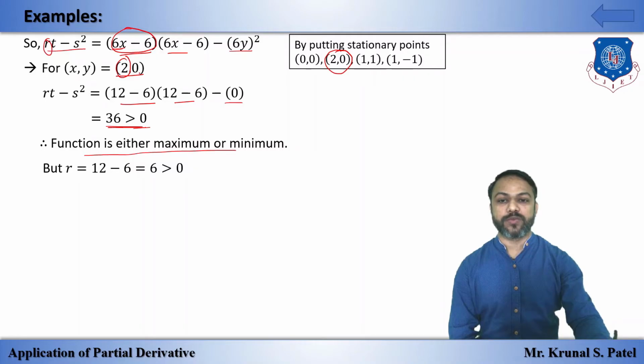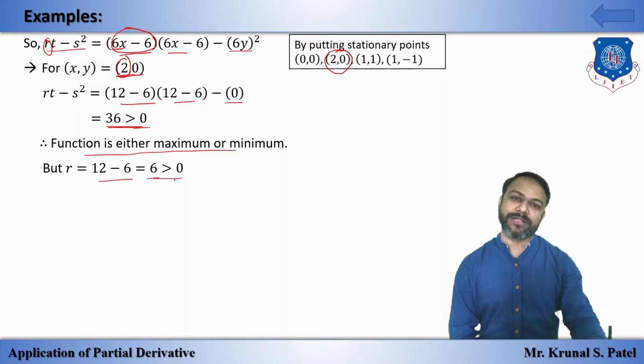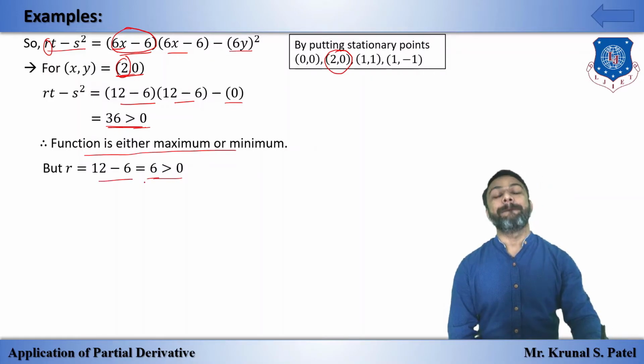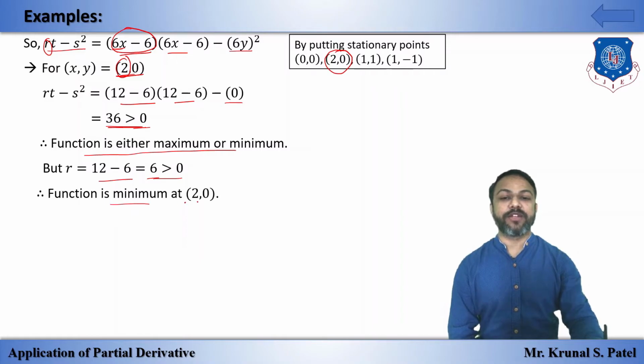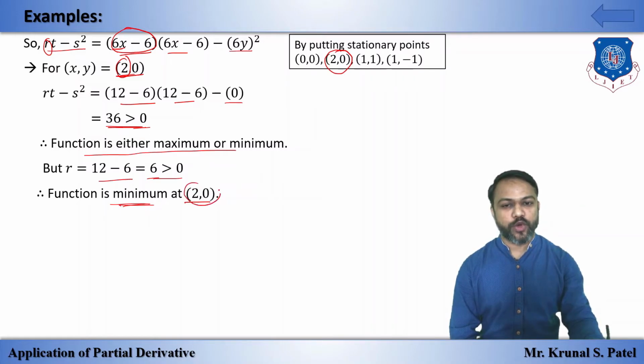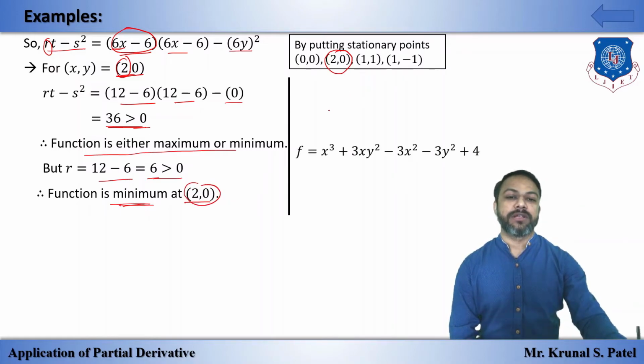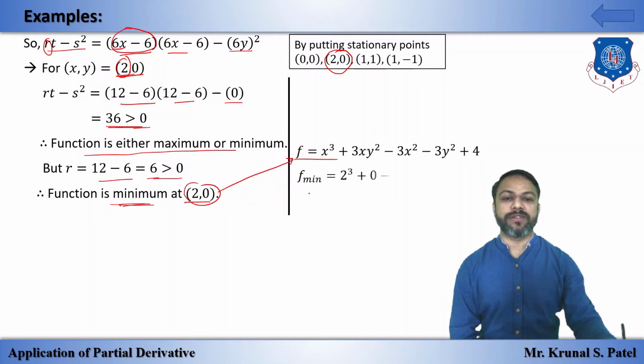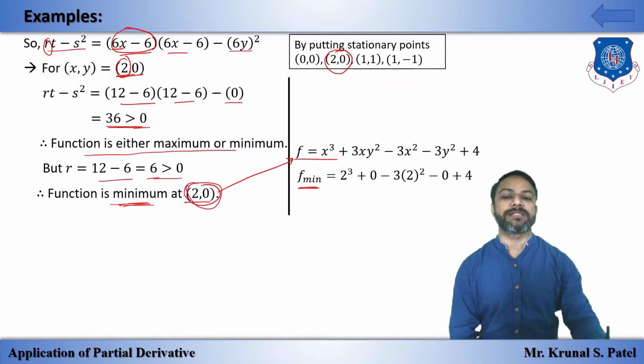We will put in the point 2 comma 0. So 12 minus 6 is 6, and 6 is greater than 0, that means the function is minimum at point 2 comma 0. Now, since the function is minimum, we have to find the value of the function at point 2 comma 0. So we put this point into the function to get f minimum.